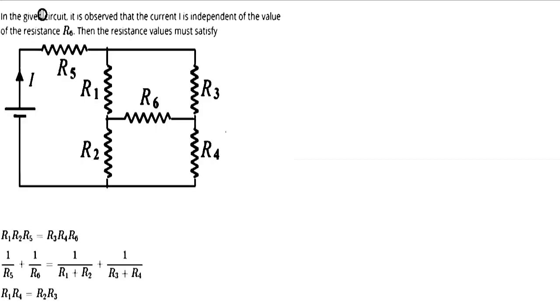Friend, the question is: in the given circuit, it is observed that the current I is independent of the value of resistance R6, then the resistance values must satisfy. There are 4 options given. In this question it is given that in R6 there is no current. Then we can redraw the circuit diagram like this.